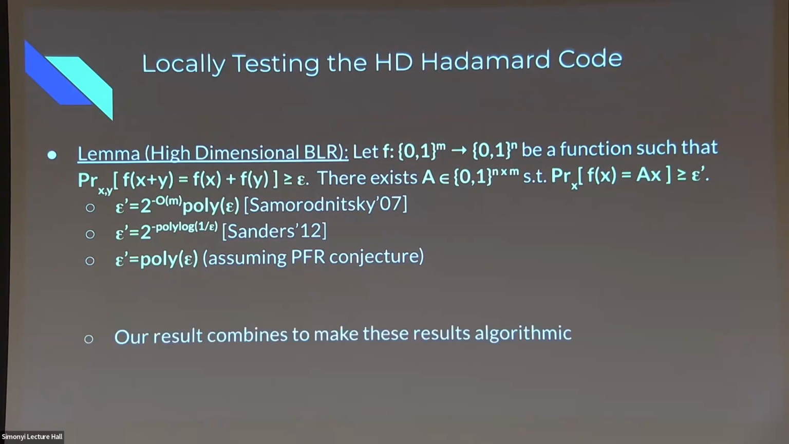Okay, and our results, in the same way that the original Goldreich-Levin combines with BLR to get an algorithmic version, where you have some function which has some test passing probability. You can use BLR to say that there exists some linear agreement, and then you can use Goldreich-Levin to say you can recover efficiently that linear agreement. You have the same type of combination here.